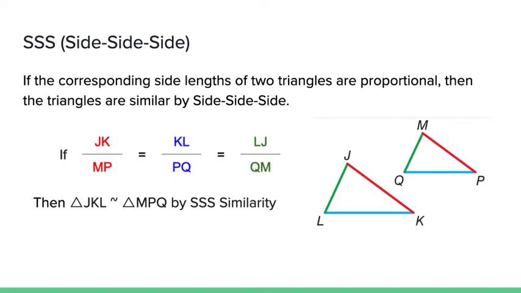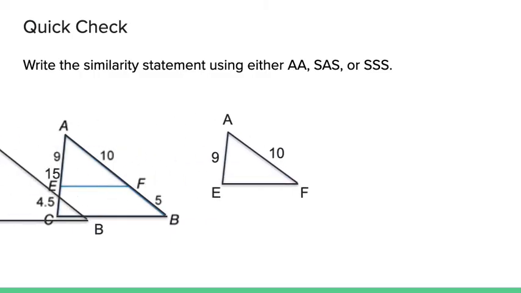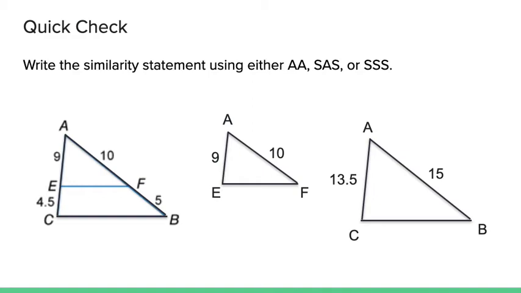then triangle JKL is similar to triangle MPQ by side, side, side similarity. So let's use these three similarity postulates and consider a diagram and decide, can I make a claim? Can I write a similarity statement involving these two triangles using one of the three postulates? So this diagram is strange because the little triangle AEF is sandwiched inside the bigger triangle. So sometimes it's a good idea to pull these triangles apart and redraw them, realizing that angle A is congruent to angle A.